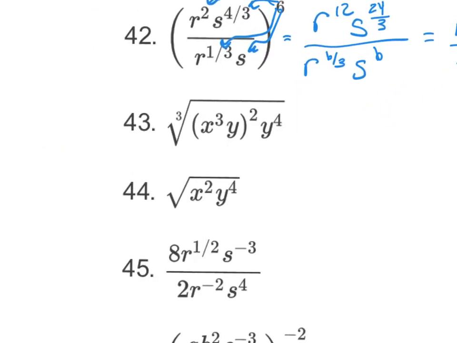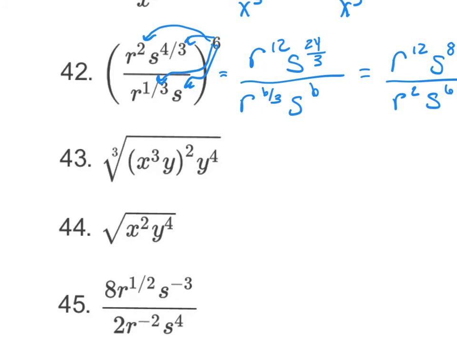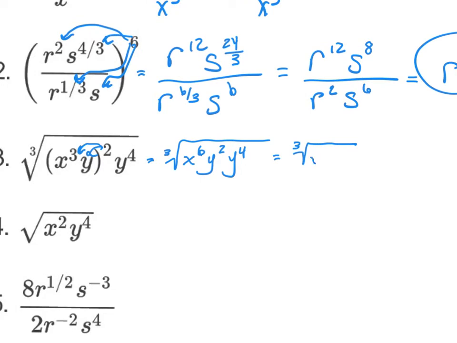In this case, on 43, we're going to distribute first. So it goes here and here. So you have the cube root of x to the 6th, y squared, y to the 4th. So we're still going to continue to simplify underneath. So I have x to the 6th, y times y. You add exponents, and it is y to the 6th.